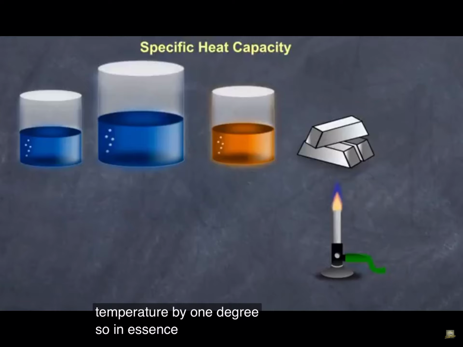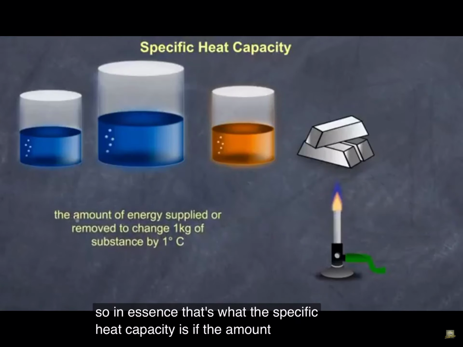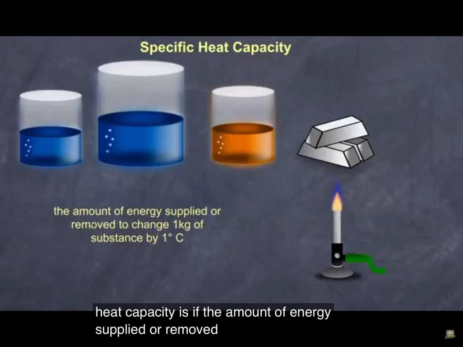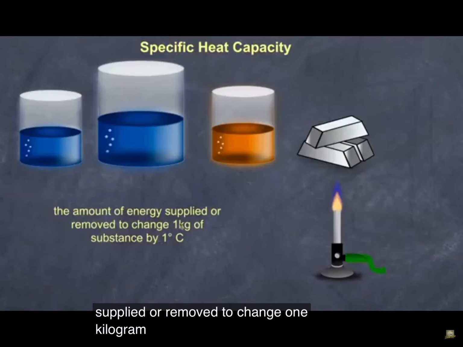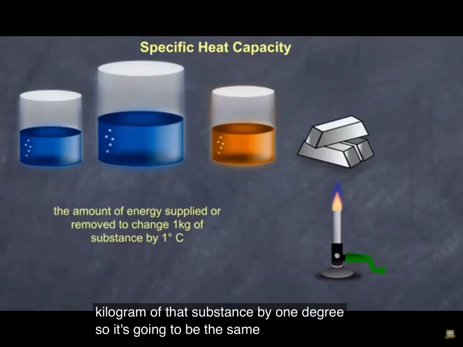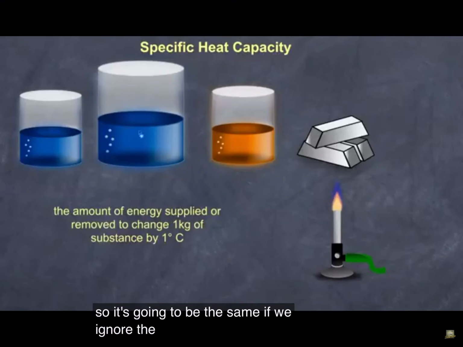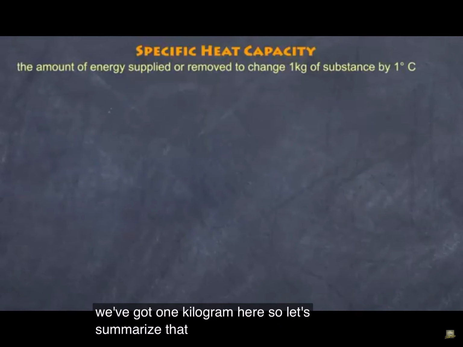So in essence, that's what the specific heat capacity is. It's the amount of energy supplied or removed to change 1 kilogram of that substance by 1 degree. So it's going to be the same if we ignore the amount here, and that's why we've got 1 kilogram here. So let's summarize that.